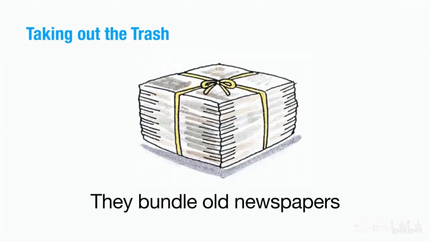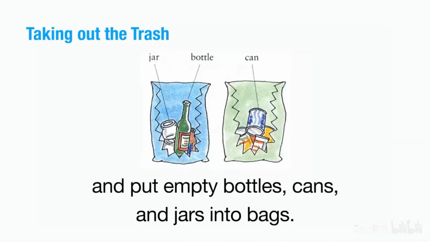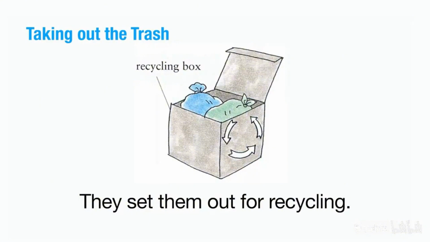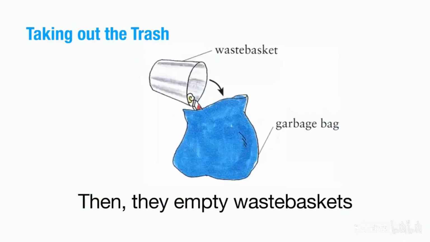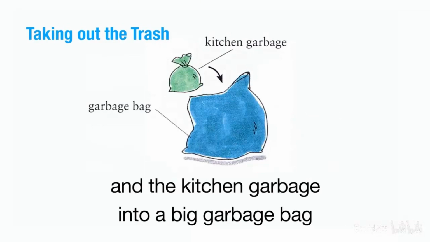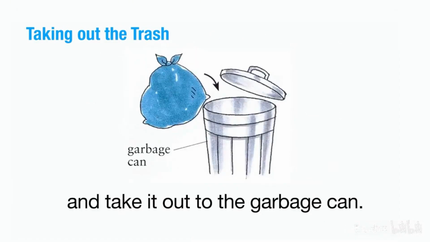Taking out the trash. They bundle old newspapers and put empty bottles, cans, and jars into bags. They set them out for recycling. Then they empty waste baskets and the kitchen garbage into a big garbage bag and take it out to the garbage can.